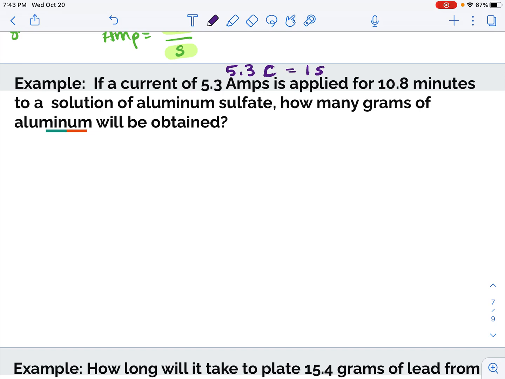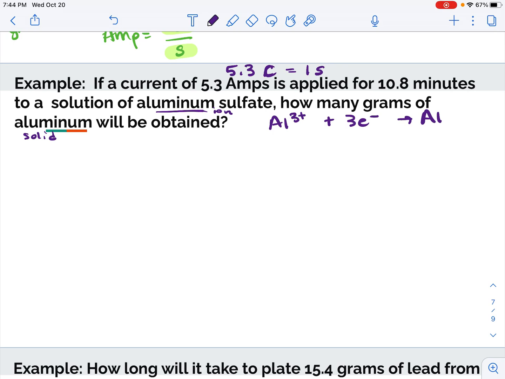And they give us an amount of time. They said that we're going to apply this current for 10.8 minutes to a solution of aluminum sulfate, and I want to know how many grams of aluminum will be obtained. So this is solid aluminum, and aluminum sulfate has the aluminum ion in it. And so we need to think about the half reaction that's going on here. So if we're going to take the aluminum ion and reduce it to solid aluminum, that means that my equation has to have 3 moles of electrons. So this is the same one that I gave you an example of before.